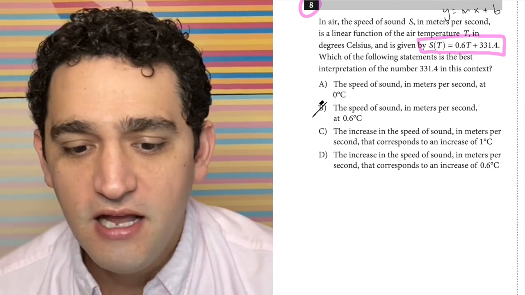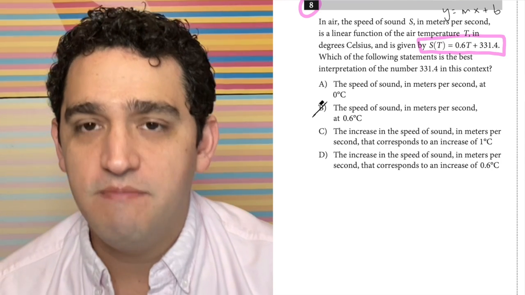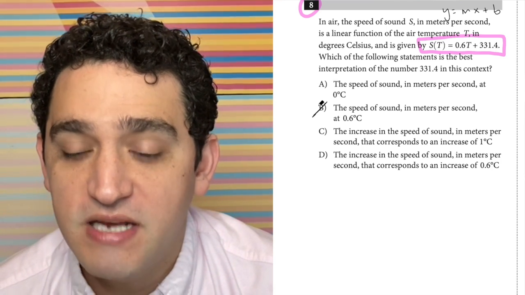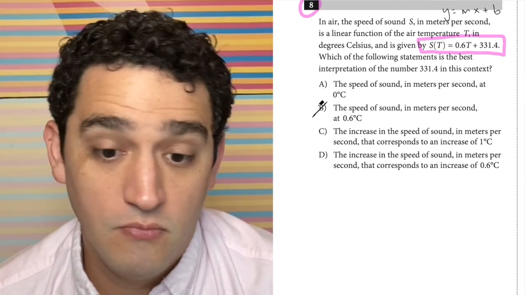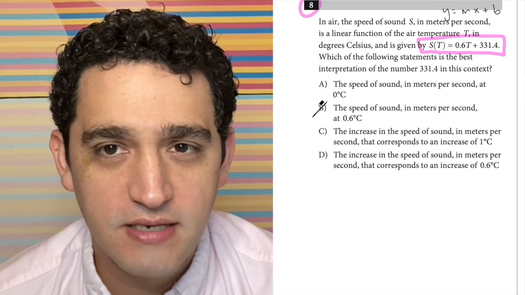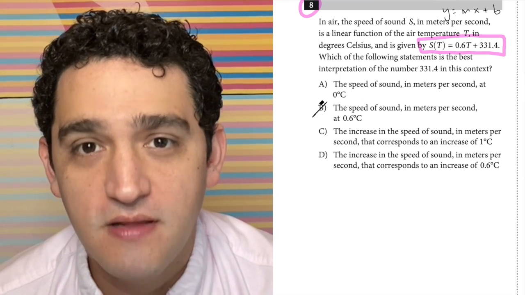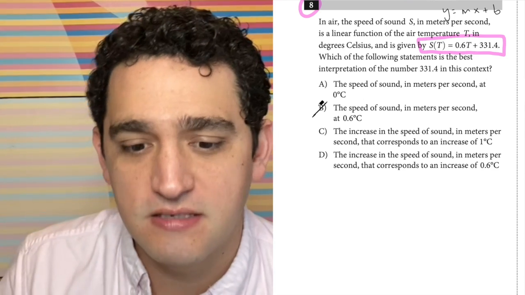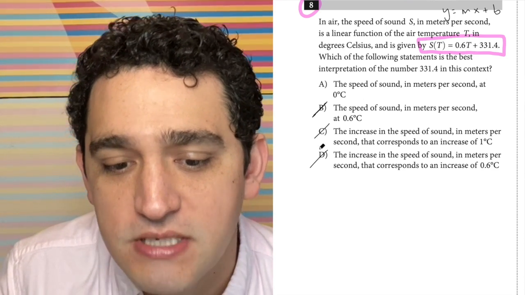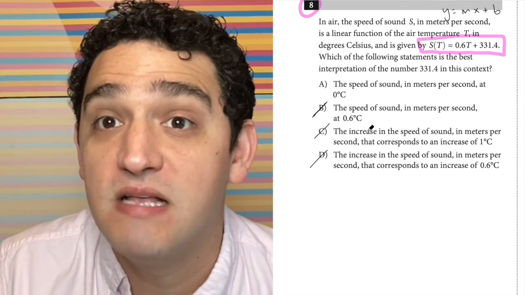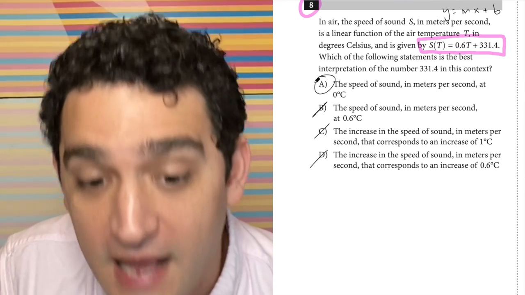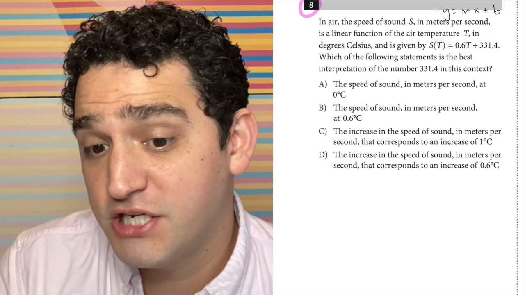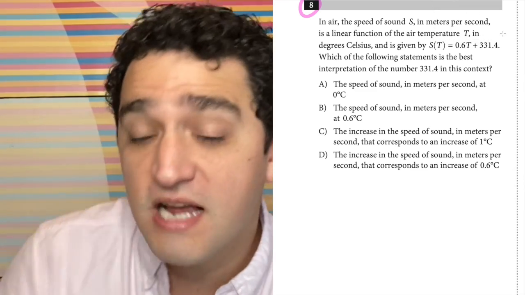C, the increase in the speed of sound in meters per second that corresponds to an increase of 1. Well, words like increase do not mean y-intercept. They mean slope. For that reason, both C and D are out. They want the y-intercept, which means they want the starting point. A is our answer.